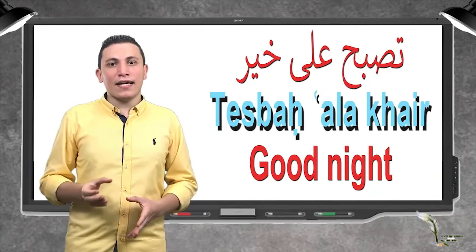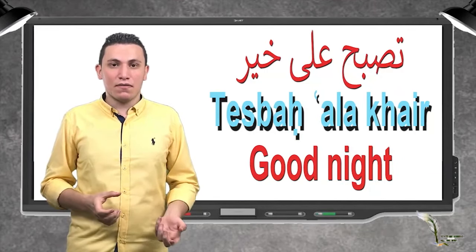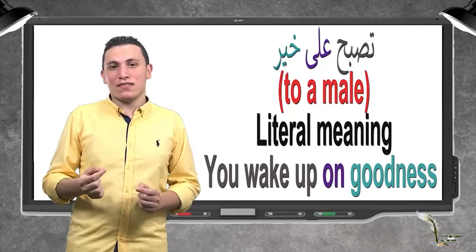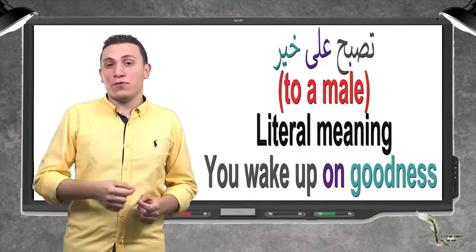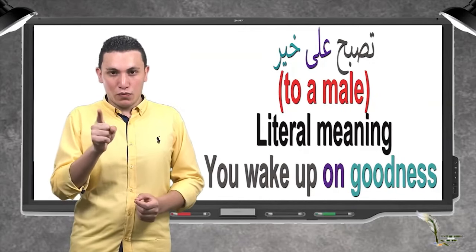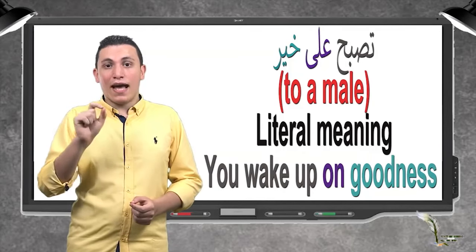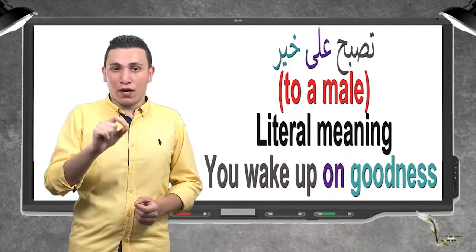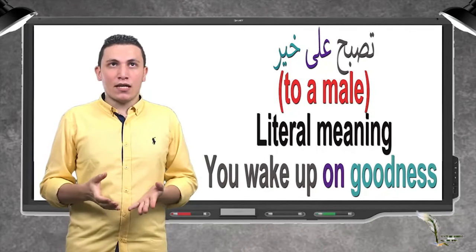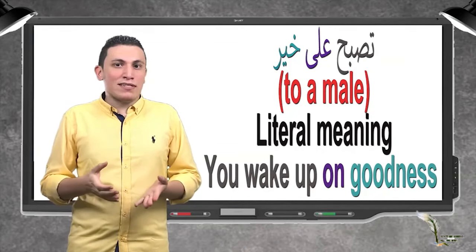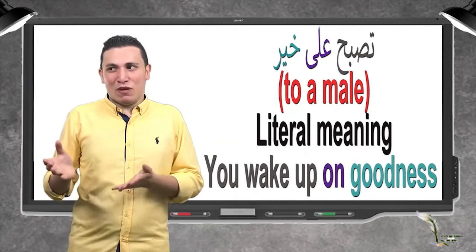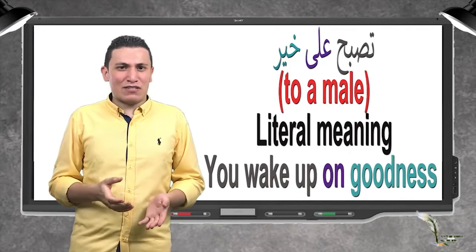Tisbah ala khair means good night. It's used when you talk to a male person, not a female, not a group of people. Because literally, Tisbah ala khair means you wake up. Tisbah, you wake up. Ala means on. Khair means goodness. So the literal translation may make no sense to you, right? What is you wake up on goodness? It makes no sense, right?